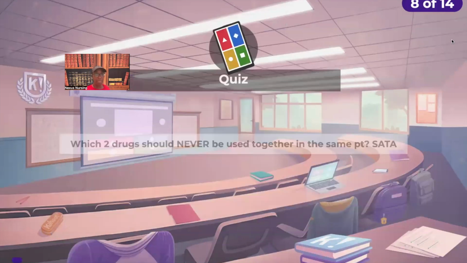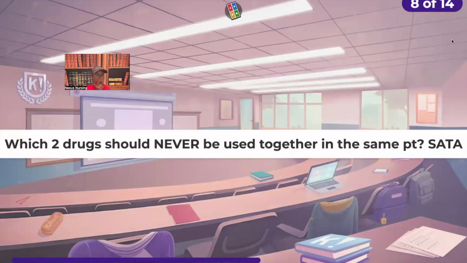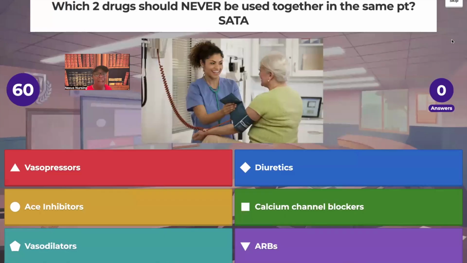Select all that apply. I'm killing you guys with select all that applies tonight. Which two drugs should never be used together in the same patient? Vasopressors, diuretics, ACE inhibitors, calcium channel blockers, vasodilators, ARBs. Two drug classes that should never, ever be given in the same patient.